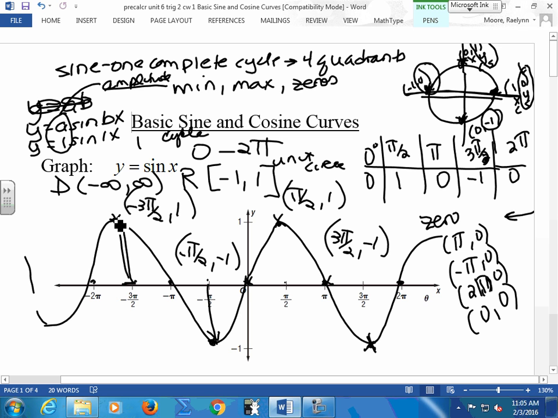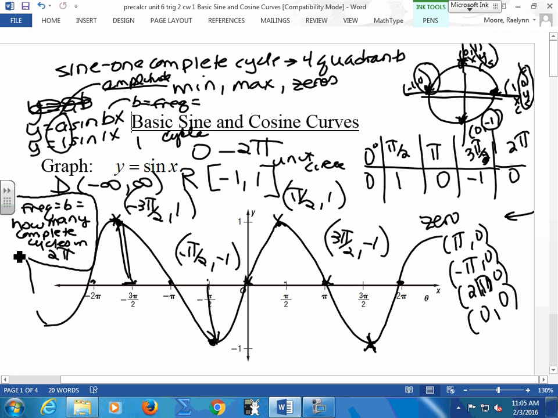My B is my frequency. Now write this down. Frequency means how many complete cycles in 2 pi. This is really, really important. How many complete cycles in 2 pi?